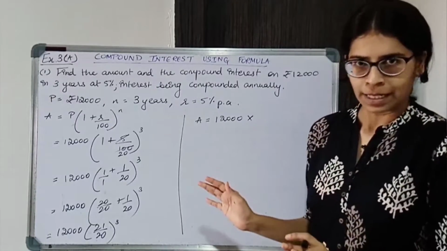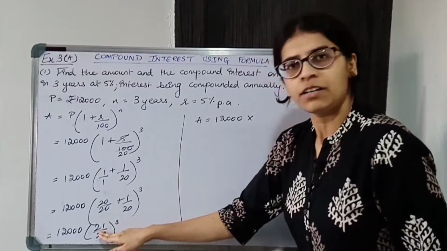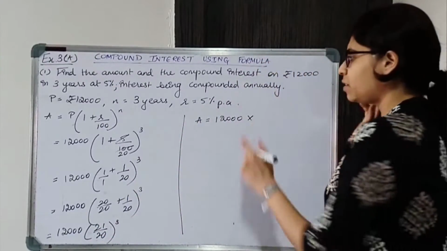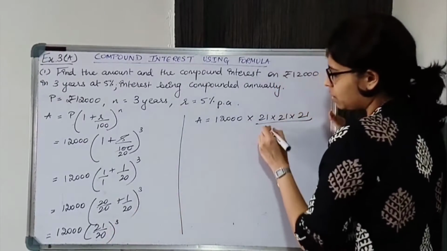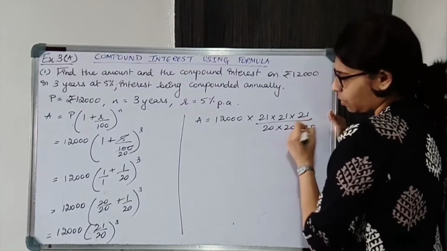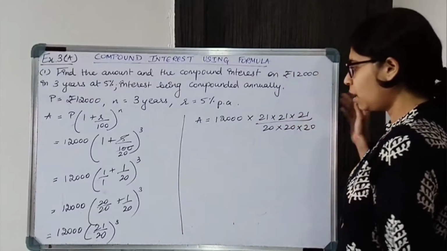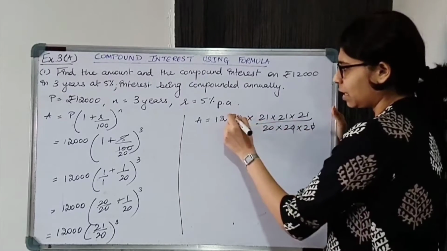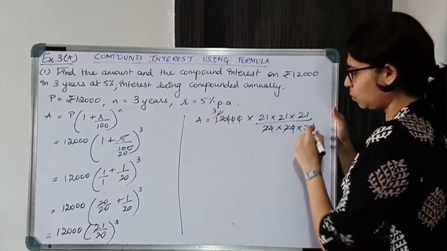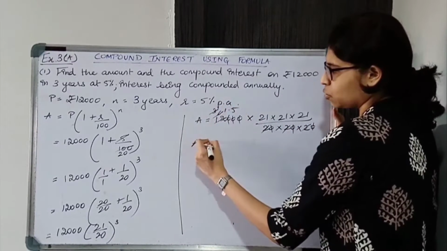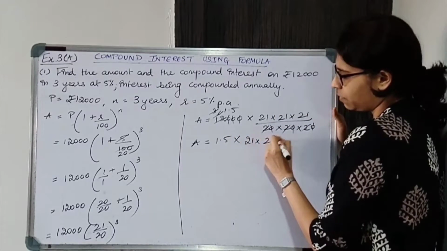So amount is equal to 12,000. Now don't find the cube directly. What you do is first write it split up. Okay, so 21 cube is nothing but 21 into 21 into 21. So just write it like that. And 20 cube is 20 into 20 into 20. Okay, the cube applies to both numerator and denominator. So the cube of both will be there. Now just cancel out whatever gets cancelled. 2 6s are, 2 3s are, okay, and 2 1.5s are. So A is equal to 1.5 into 21 cube. Okay, so that's 21 into 21 into 21.